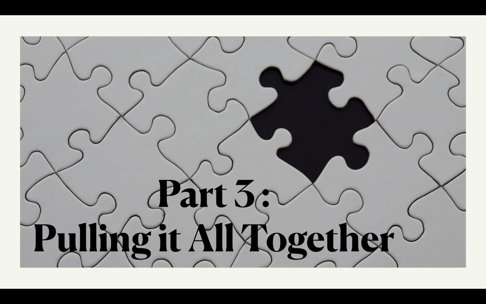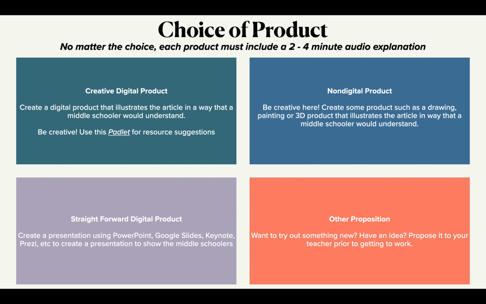Your last piece is putting it all together and illustrating all of this information to your middle school students. The way that you do this is really completely up to you. It might be a digital product that you've made, whether that's some type of anchor chart, graphic chart, or a Padlet with a bunch of resources. It might be a non-digital product. It might be a painting, a 3D printed product, something to show that you're modeling something. It really depends on what your article is about, which might make more sense on which one you choose.